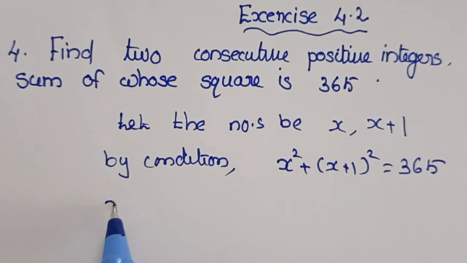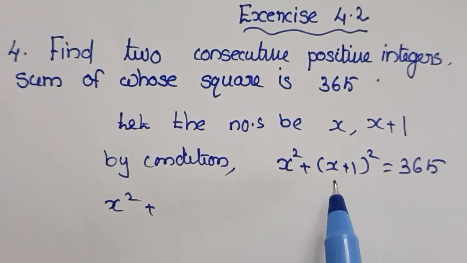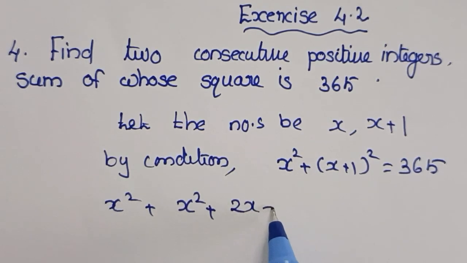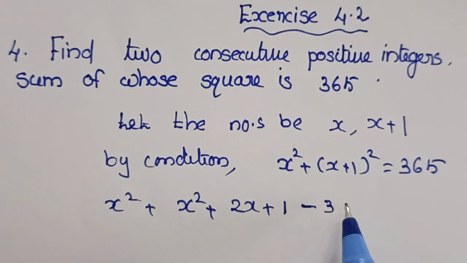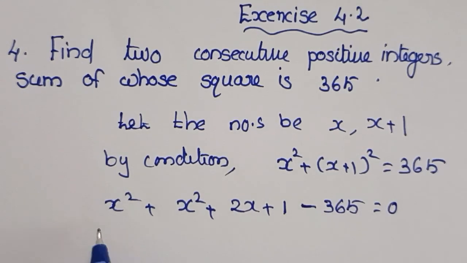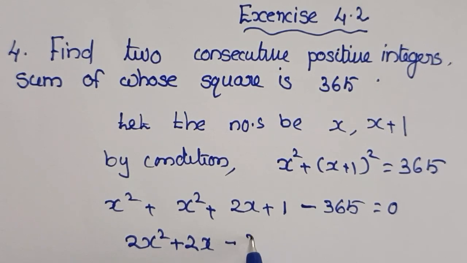Now opening the bracket, it is of the form (a plus b) the whole square. A square is x square, plus 2ab, 2 into x into 1, that is 2x, plus b square is 1 square, 1. Taking 365 to LHS, minus 365 equal to 0. Collecting like terms, x square plus x square is 2x square plus 2x, 1 minus 365 is minus 364, equal to 0.